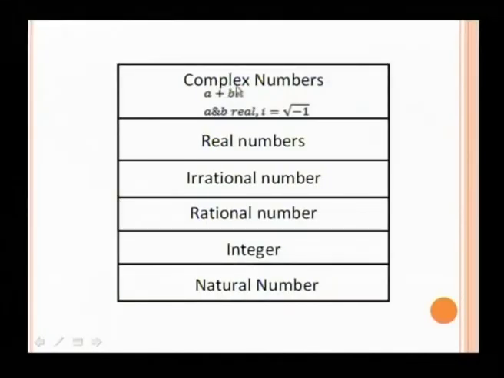Now students, the hierarchy of numbers can be summarized in this figure which is on the screen. For a complex number, if we consider a plus b iota, where a and b are real numbers and iota is equal to under root minus 1. Then in the second part, we have real numbers, which are the combination of irrational numbers, rational numbers, integers and natural numbers.